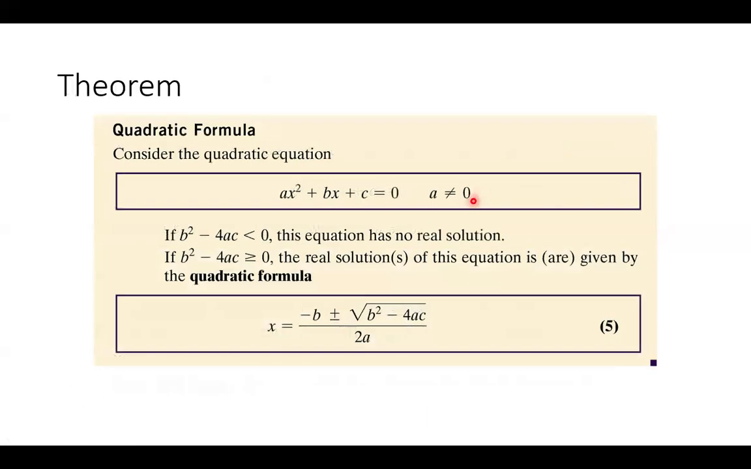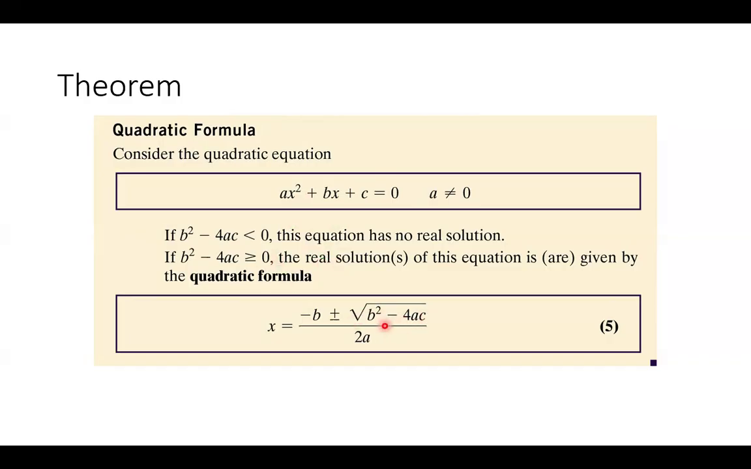Now, when we have a quadratic equation, we're going to use the quadratic formula. The quadratic formula is used when you cannot solve by factoring. So when we can't solve by factoring, we use the quadratic formula. Does that make sense? The quadratic formula tells us a couple of things.